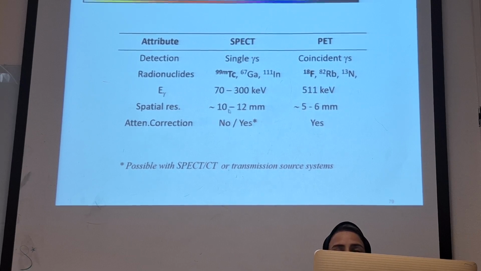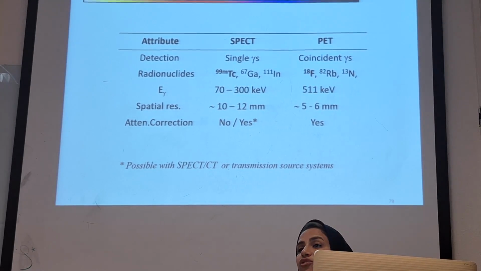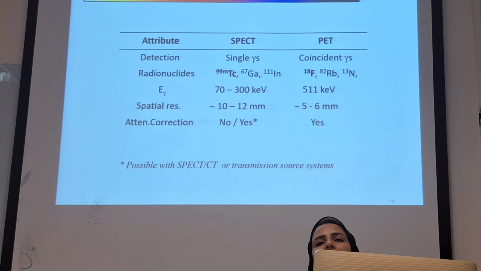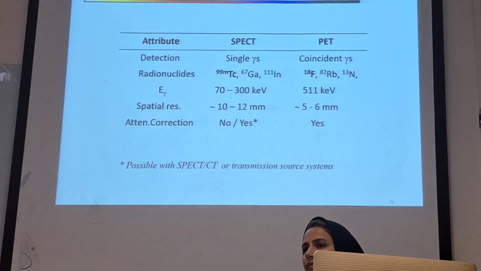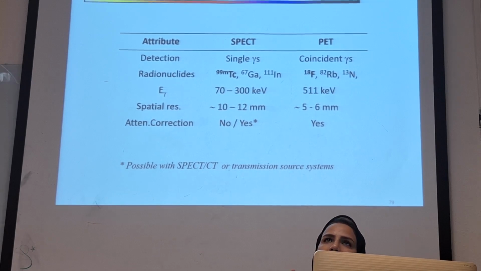Spatial resolution in the SPECT is 10, 11, or 12 millimeters, but in the PET it is 5 to 6 millimeters. We have the better spatial resolution in PET. What does it mean when I say my PET instrument has a spatial resolution value of 5 millimeters?